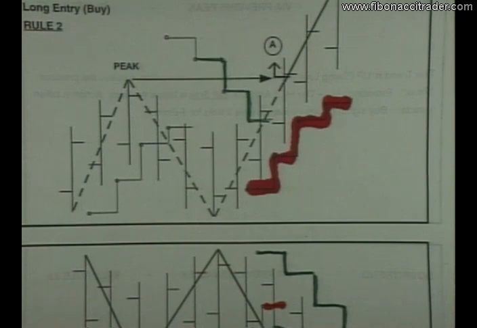No, it's taken out by price, but some people prefer to wait until the close. They feel a little more comfortable, safer, you know, like that.